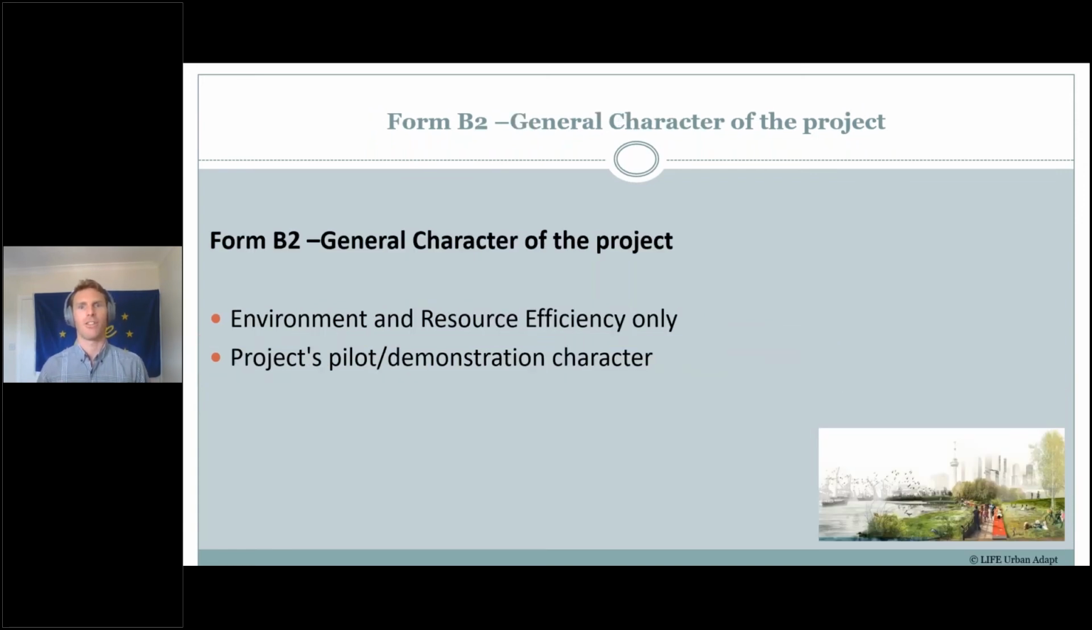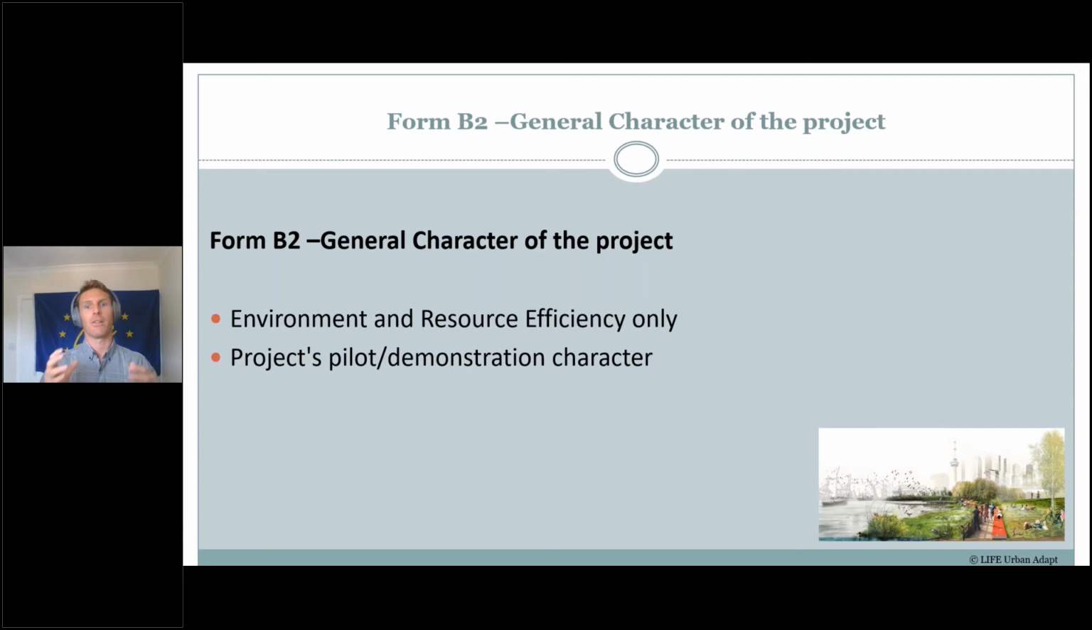The B2 form. This form is only required for environmental resource efficiency projects and is about the general character of the project. All other strands need to provide this information in the B3 form, to which I will come on to in a minute. In the B2 form, you have to identify your project as either a pilot or demonstration character. Pilot projects are those which apply a technique or a method that has not been applied or tested before, or that offer potential environmental advantages compared to current best practice, and that can be applied to larger scale or similar situations.